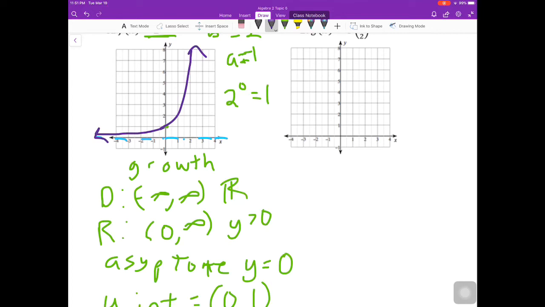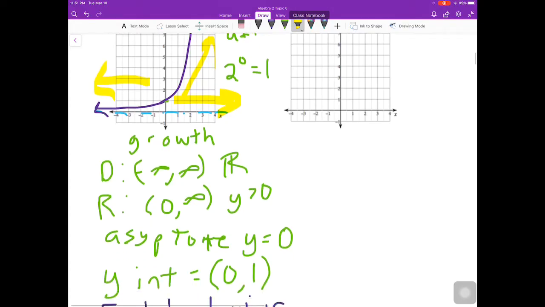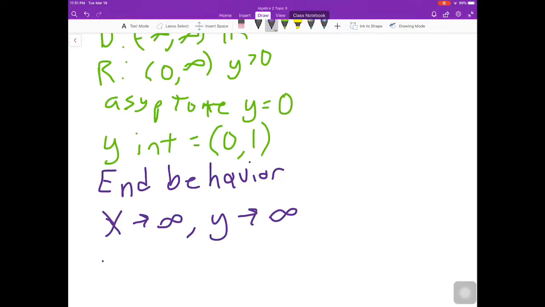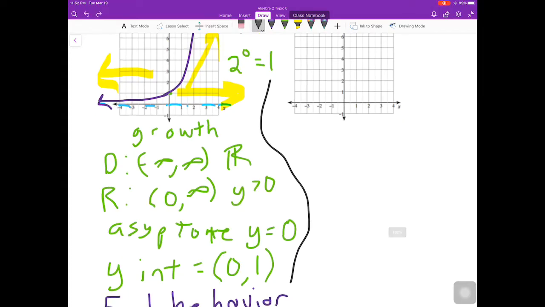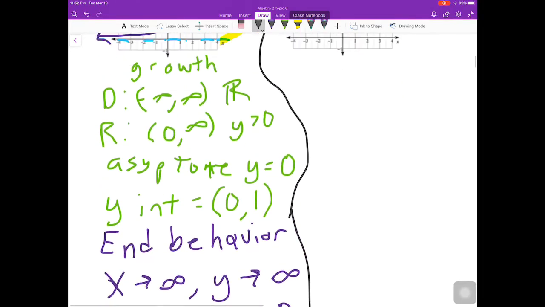So if you look, we've got that upward motion as we go to infinity that way. Then if we look at negative infinity, as x approaches negative infinity, y is going to 0 because it's getting really, really flat. Okay, so that was that function. So let's draw all this off here.